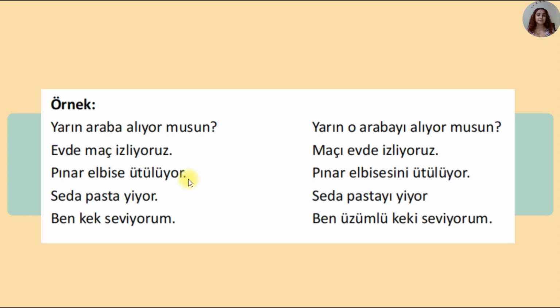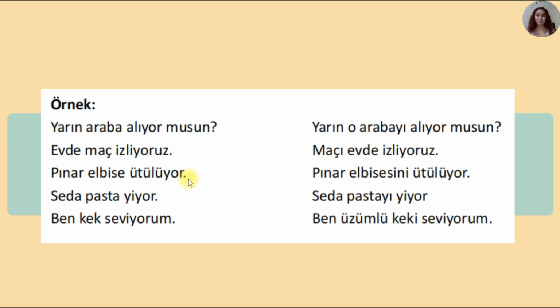Okay. Seda pasta yiyor. Seda is eating a cake. Seda pastayı yiyor. Seda is eating the cake. And now the person who is listening you knows which cake is it. Hangi pasta? Which cake? The cake. Specific cake. Okay. Ben kek seviyorum. I like cake. Ben üzümlü keki seviyorum. Now it requires accusative because now I made it clear which type of cake is it. Üzümlü cake. It means cake with grapes. And more specific than to say just a cake. It is a cake with grapes. Ben üzümlü keki seviyorum. Now it is more clear.